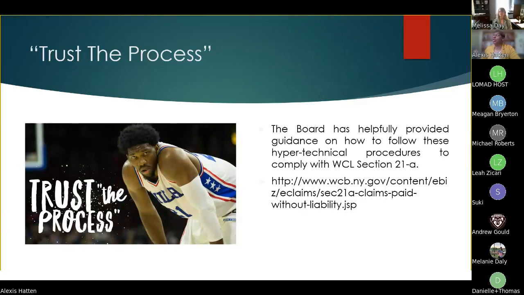Trust the process. Now, this is my boy Joel Embiid, big Sixers fan. So his nickname is the process, and the Sixers went through a period. Trust the process, and that's what I want you guys to do here because the board has very helpfully provided the exact process you have to follow to end your 21A status and properly controvert the claim.